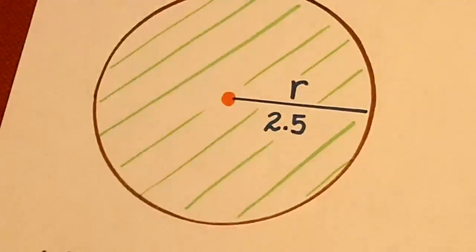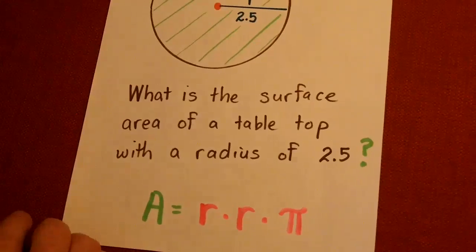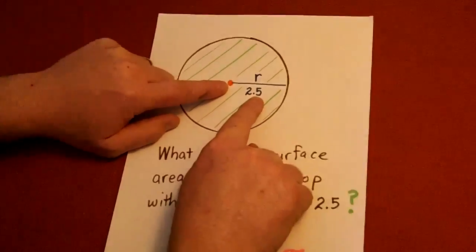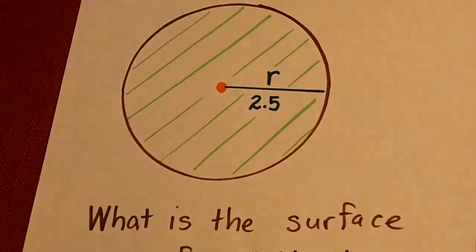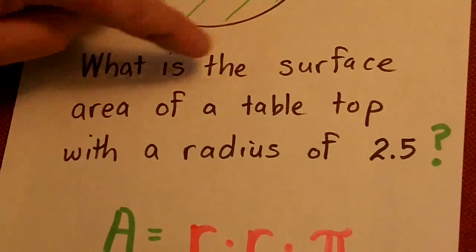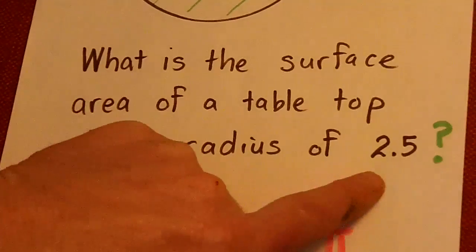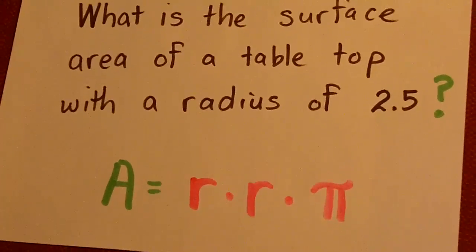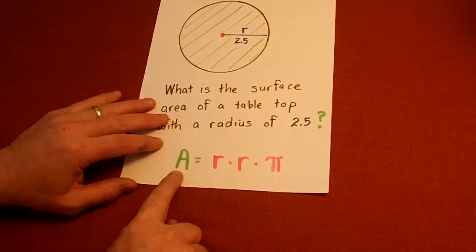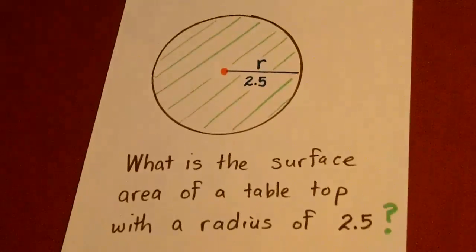Let's take a look at our first example. We have a circle, filled in like that. The radius, let's say, is 2.5 units. So here's the question: what is the surface area of a tabletop with a radius of 2.5? Now let's remember that area is equal to r squared times pi.